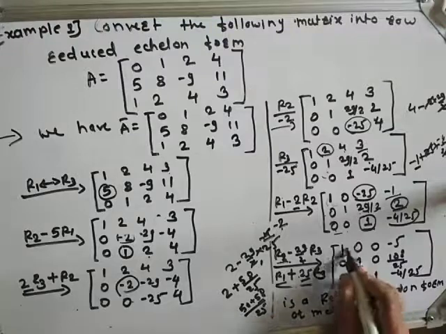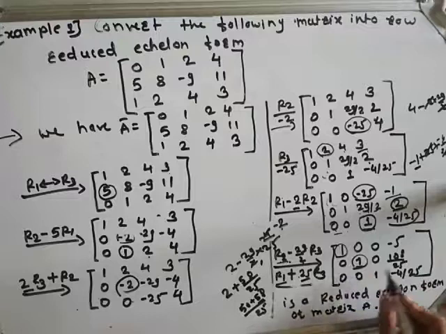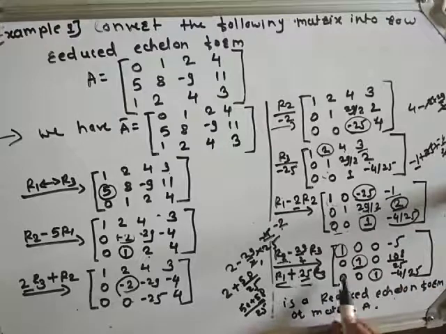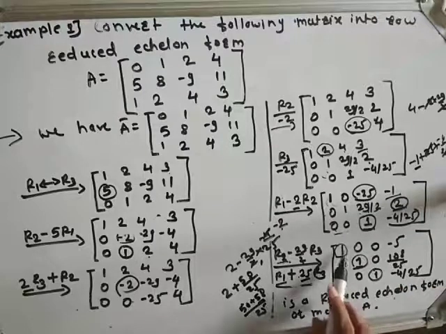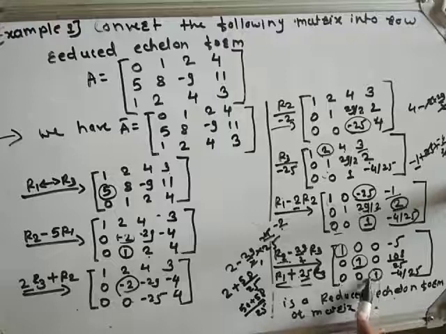See here, this one is the leading entry for the first row, this one is the leading entry for the second row, and this one is the leading entry for the third row. Observe that this leading one is the only non-zero entry in its column, this one is the only non-zero entry in its column, and this one is the only non-zero entry in its column. Therefore, it is in reduced row echelon form.